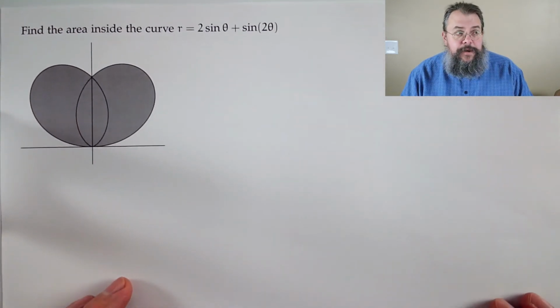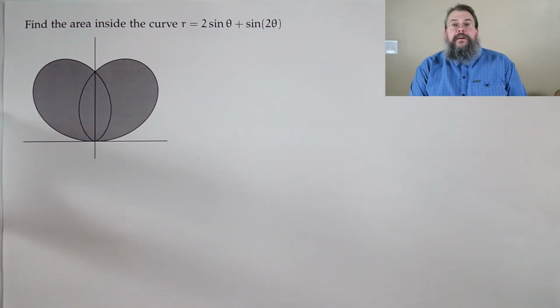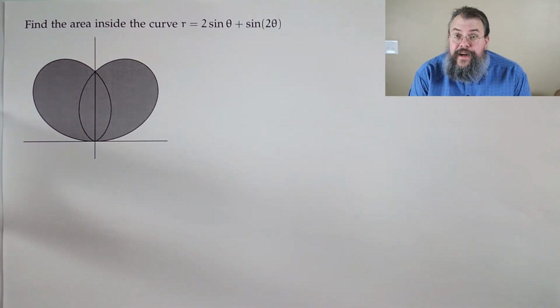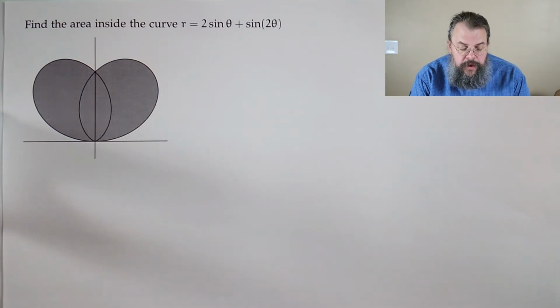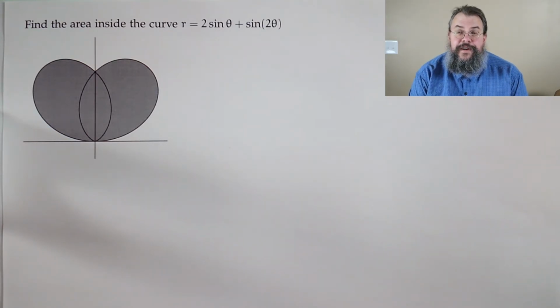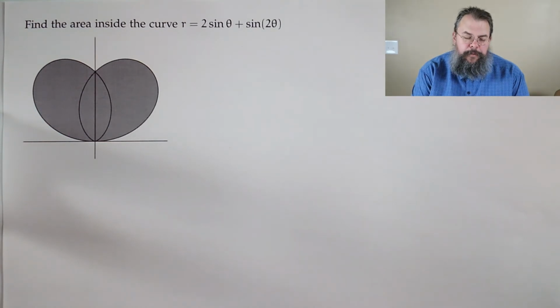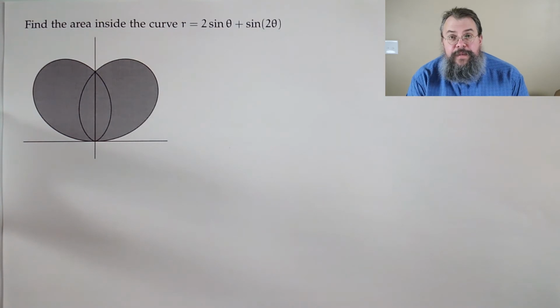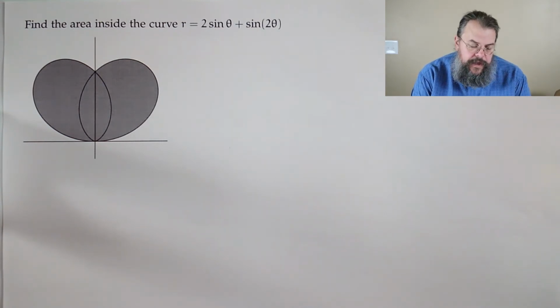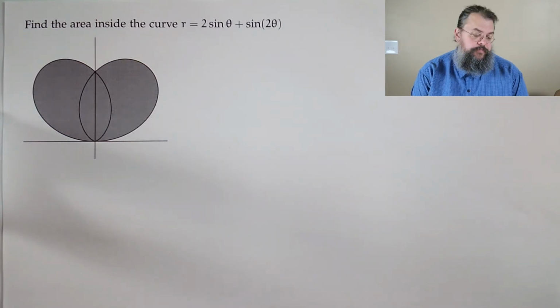Okay, here we go, our next problem. Find the area inside the curve r equals 2 sine theta plus sine 2 theta. And that's the picture. It's kind of an interesting picture. Maybe not what you would expect if you just heard the function out loud. It almost looks more like a heart than the cardioid does. Well, that happens.